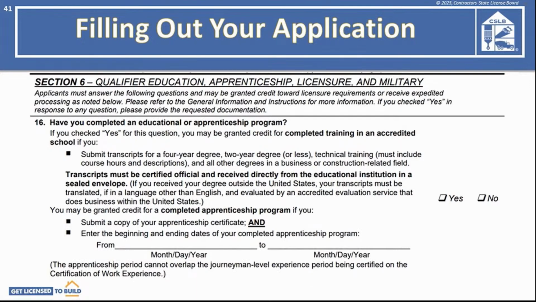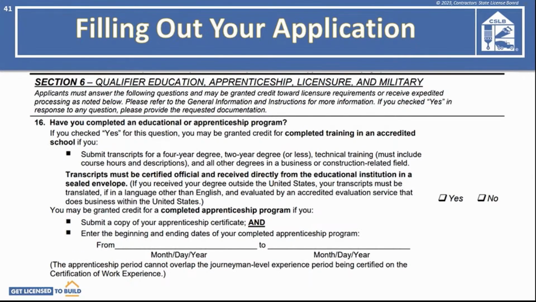Section 6. Qualifier education, apprenticeship, licensure, and military. You may be granted credit towards the 4-year experience requirement based on your education. Question 17 asks if you have completed an educational or apprenticeship program. You will need to submit official sealed transcripts if you would like to be considered for educational credit. If you attended formal training or an apprenticeship program, you will need to provide a certificate of completion.